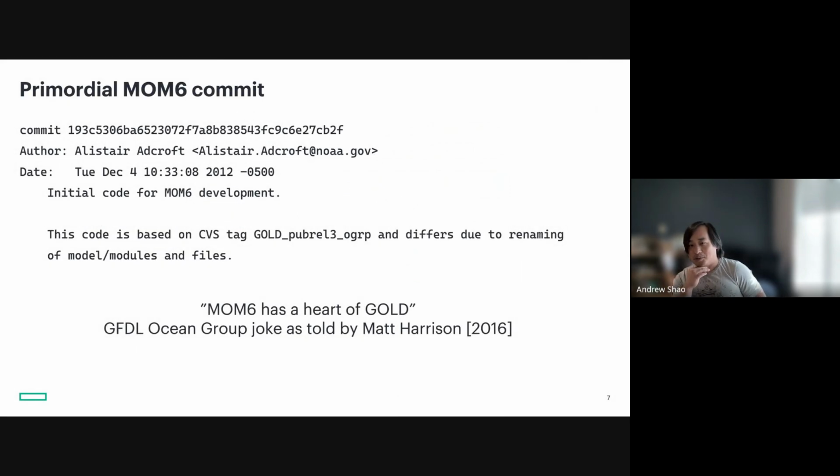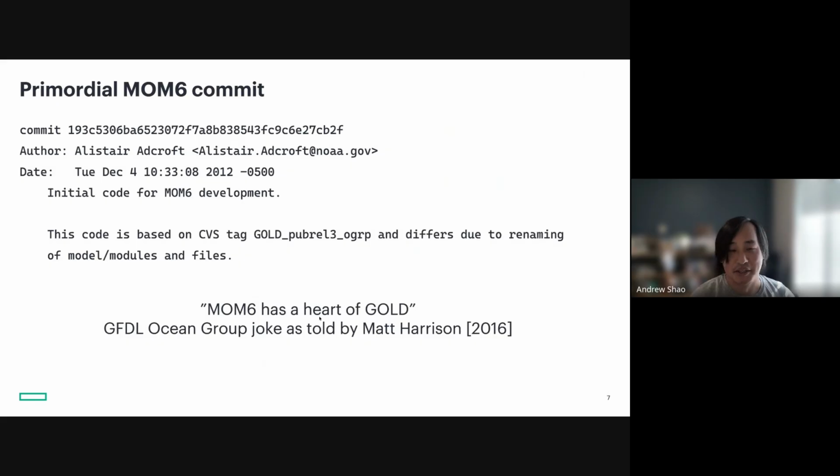So I know that Alistair showed a timeline of MOM6 and its evolution over time, and I decided that I was going to do that and actually take the primordial MOM6 commit. The joke that I was told when I joined GFDL as a postdoc in 2016 was that MOM6 has a heart of gold. And there's a really good reason for that, which we'll get into in this section as well. But the very first commit is literally just you take this tag from GOLD, and then you rename GOLD to MOM6, or to MOM in a lot of these places.